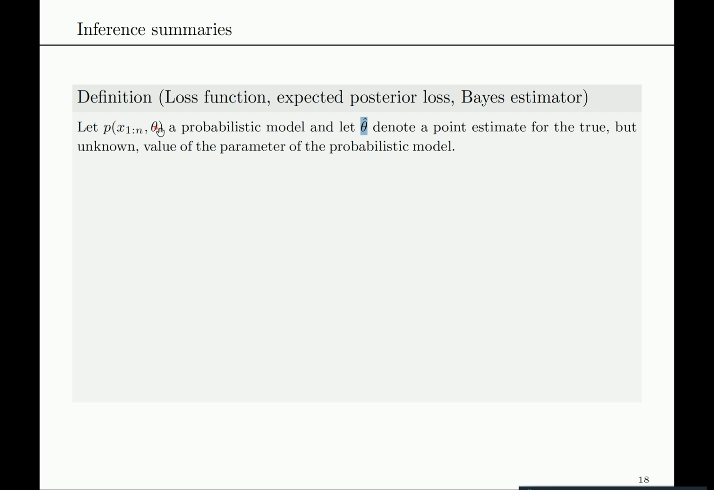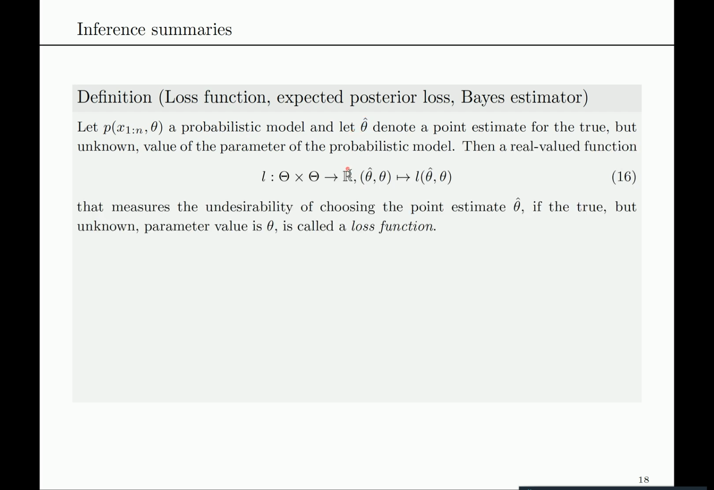So again, this is our uncertainty in the world. There is one true but unknown parameter, and we use our estimate here for this true but unknown parameter in the world. So we somehow need to, for example, from the posterior distribution, summarize the distribution into a single number. For example, the expected value of the posterior distribution, which we will see in a second.